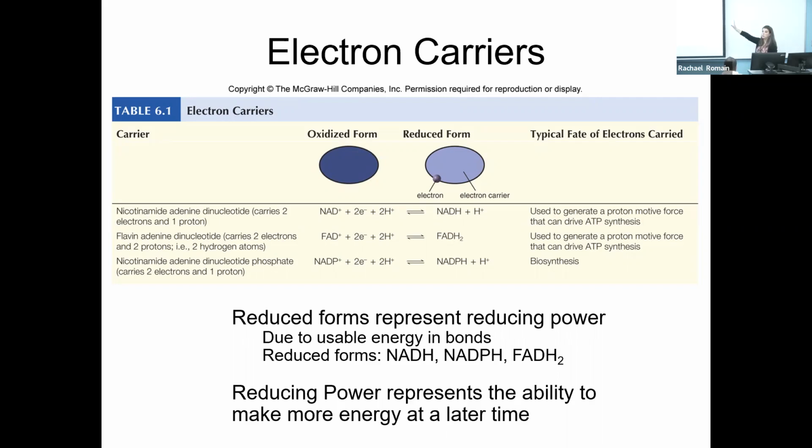When it is reduced, that reduced form represents what's called reducing power. Reducing power simply means the ability to make ATP. These guys are simply just a little Uber for electrons. They are taking the electrons to the electron transport chain, where they are going to be used to make more ATP, okay?